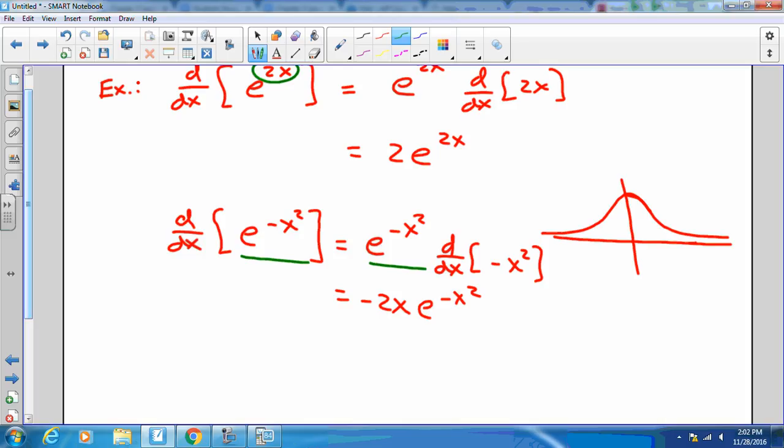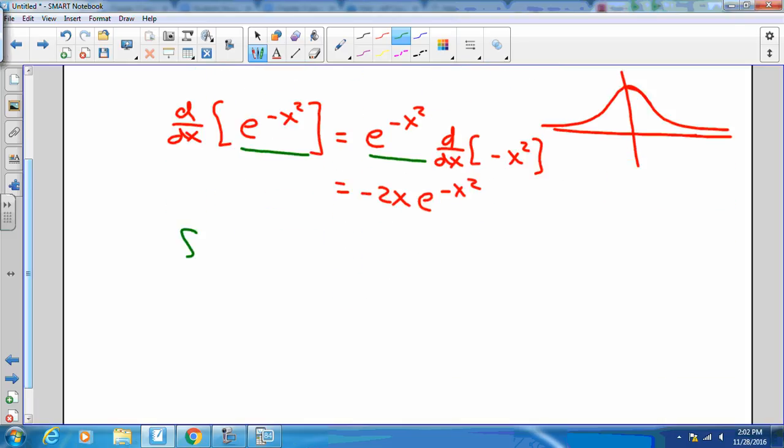In what way is it the inside function? Think of it like this. Suppose I have f of x equals e to the x. Now, what is f of negative x squared? Well, that would be e to the negative x squared. So the outside function is the exponential. The inside function is the negative x squared.